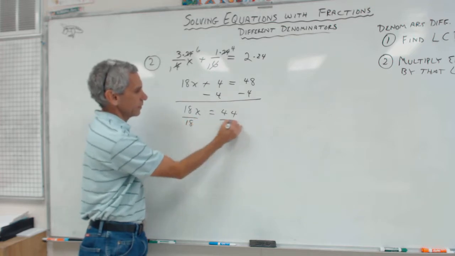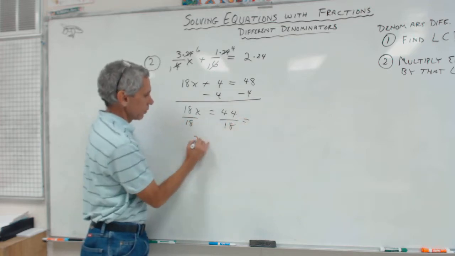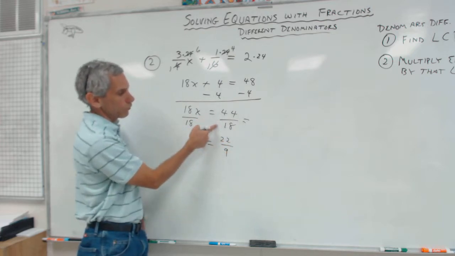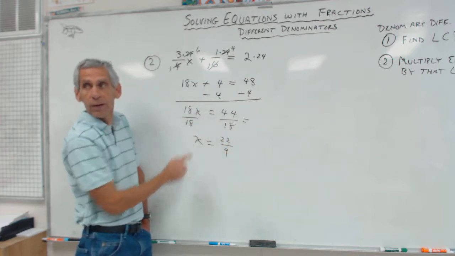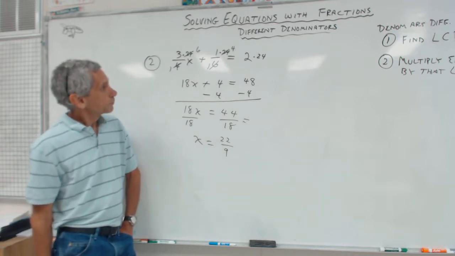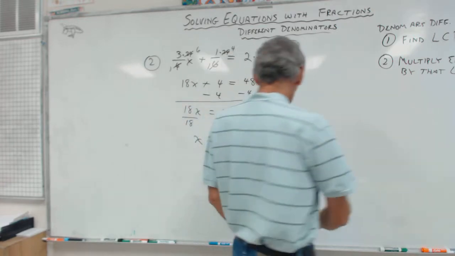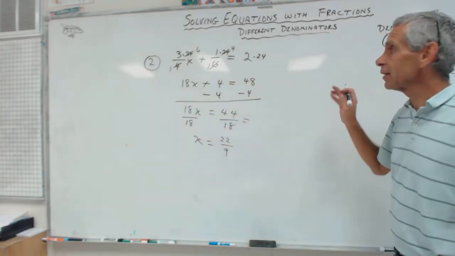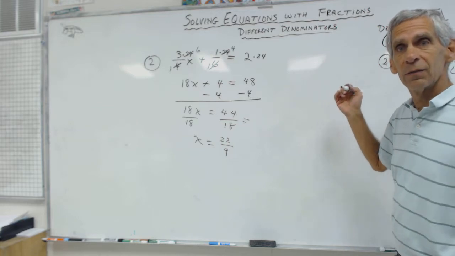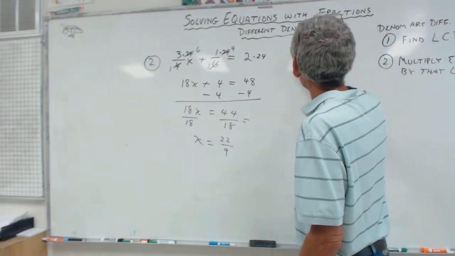Divide by 18, so x is equal to 22 over 9, right? 44 over 18, I divided top and bottom by 2. I just reduced it, right? Now, had I used this idea of the lowest common denominator, it really wouldn't have been that different. Right? Yeah, let's try it.